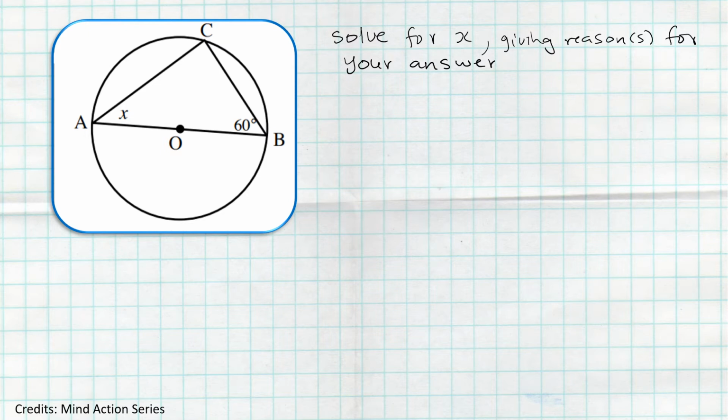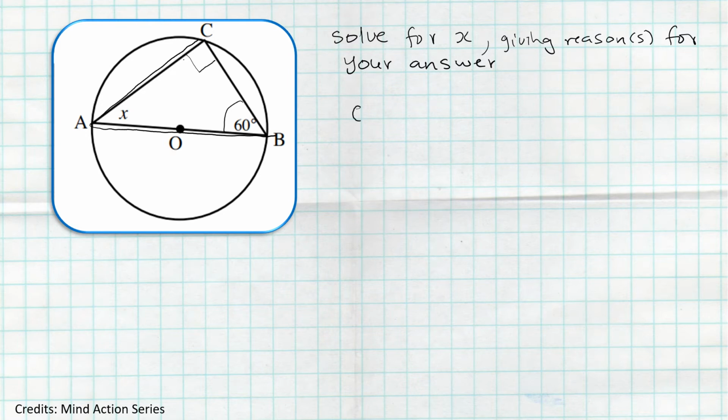The question says, solve for x, giving reasons for your answer. How can we solve for x? We can see that x is inside a triangle, but we have a problem: we don't know this angle here. We are only given 60 degrees and x. But from the theorem, we know that AOB is a diameter and it subtends a certain angle at the circumference. And what's that angle? It's 90 degrees.